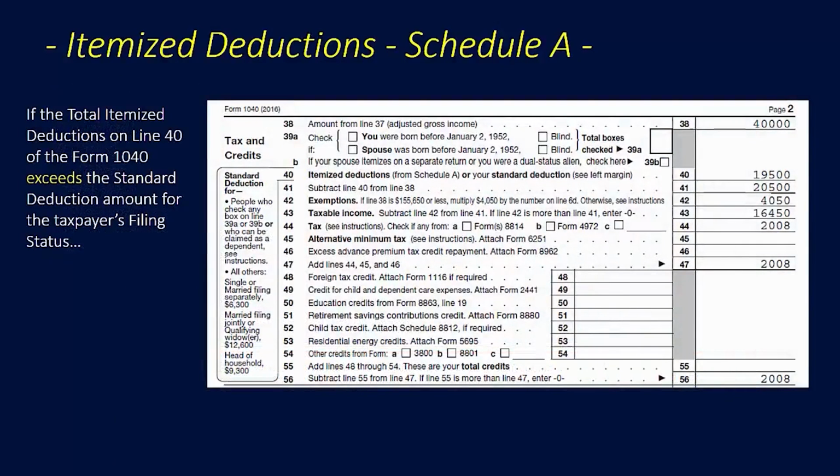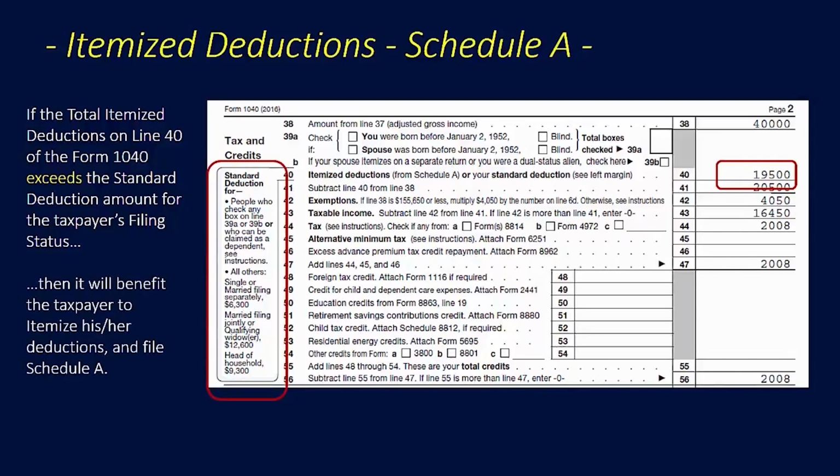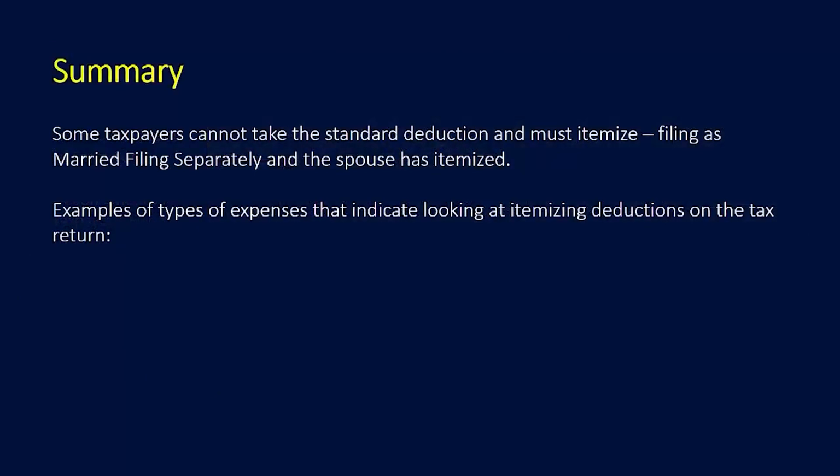If the total itemized deductions on line 40 of the Form 1040 exceeds the standard deduction amount for the taxpayer's filing status, then it will benefit the taxpayer to itemize his or her deductions and file Schedule A. In summary, some taxpayers cannot take the standard deduction and must itemize. One example of this is if the filing status is married filing separately and one spouse has already filed his or her return and itemized on the return.